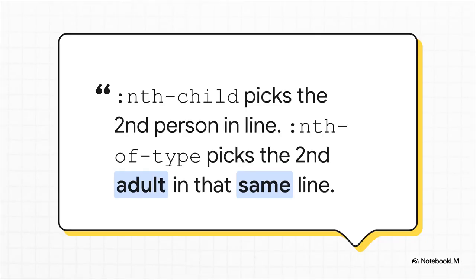I love this analogy because it makes everything just click. Imagine a line of people. Using nth-child is like saying, give me the second person in line, period. Doesn't matter who they are. But using nth-of-type is like saying, look at that same line, but find me the second adult, and it'll just skip right over any kids in the way. It's all about that extra layer of precision.